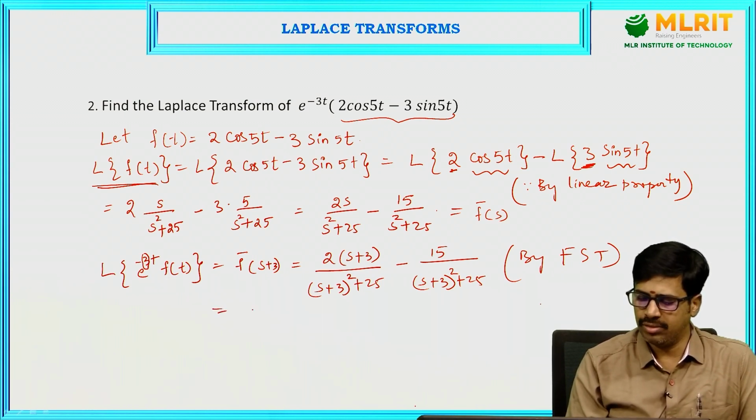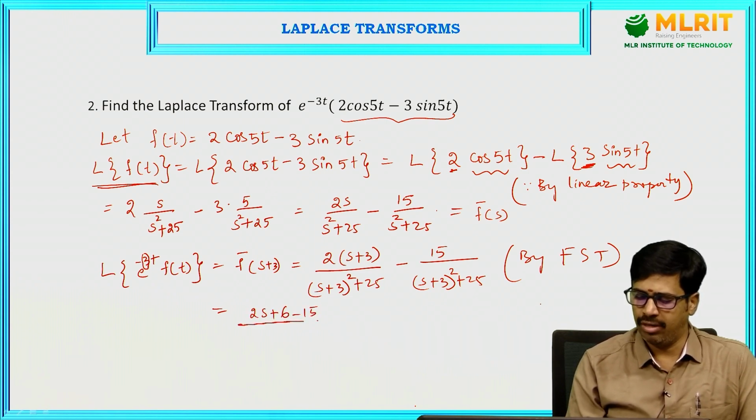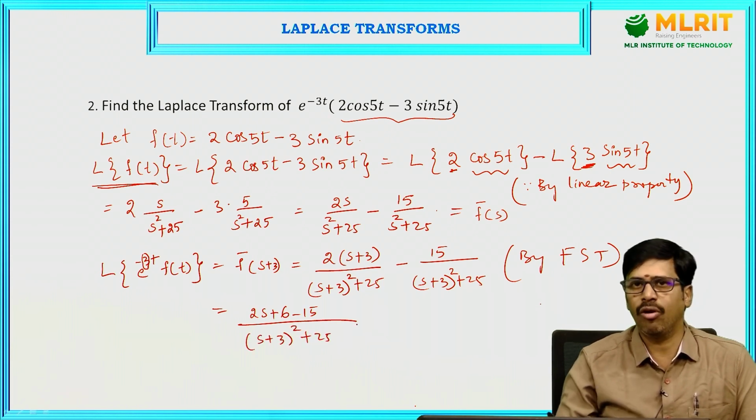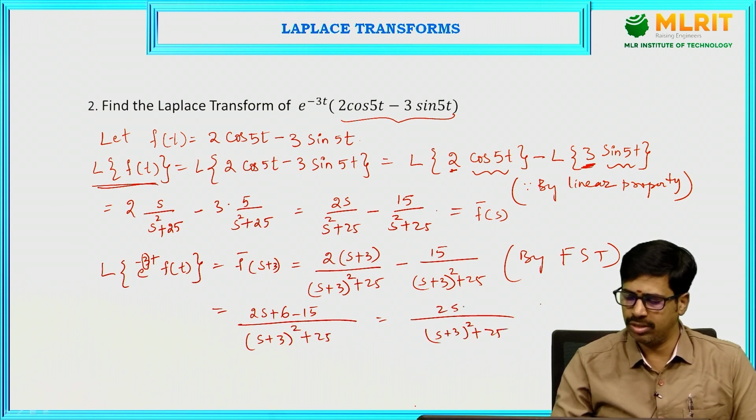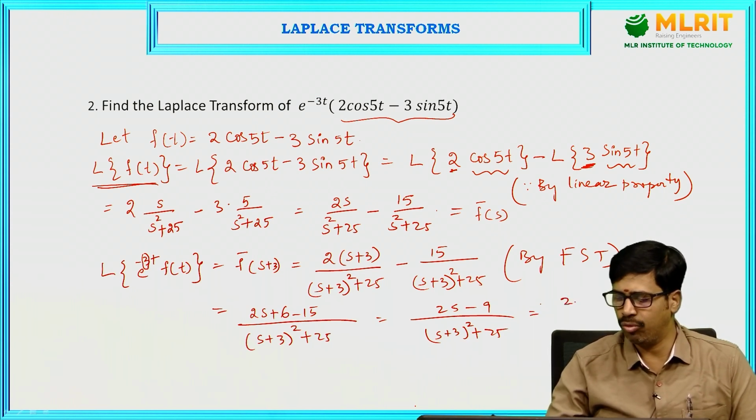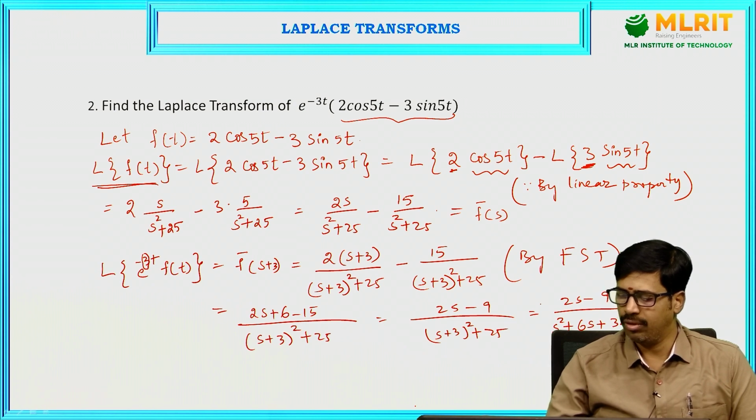Still, if you want, you can simplify this further. This can be written as 2s plus 6 minus 15 divided by s plus 3 whole square plus 25, because the denominator is the same for both the terms. So, s plus 3 whole square plus 25, and the numerator is 2s minus 9. Still, if you want to simplify further, you can write one more step: 2s minus 9 by s square plus 6s plus 9 plus 25, that is 34, right.